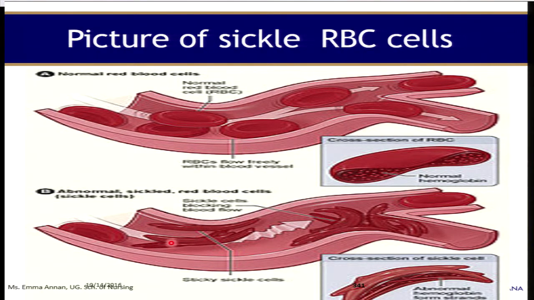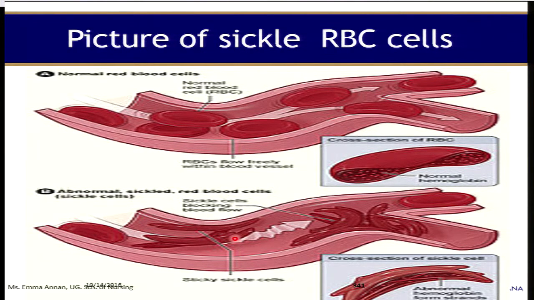The red blood cells become sickle-shaped instead of the normal round shape. These cells cannot flow through the small blood vessels, and this leads to vaso-occlusion. So when they become sickle, it's difficult for them to flow through the tiny blood vessels, and this leads to vaso-occlusive crisis, which we are going to discuss very soon.